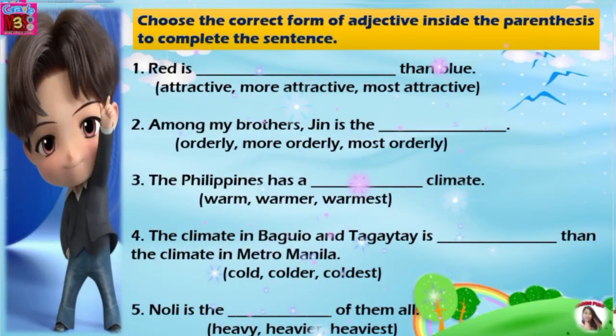Now let's do activity number 1. Choose the correct form of adjective inside the parentheses to complete the sentence. Number 1. Red is blank than blue. Attractive, more attractive, most attractive. Number 2. Among my brothers, Jean is the blank. Orderly, more orderly, most orderly.